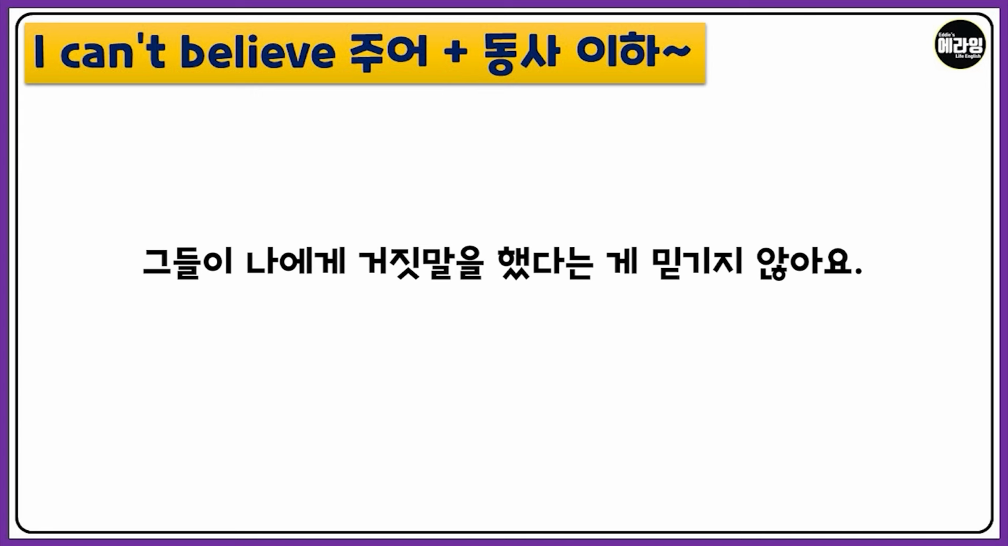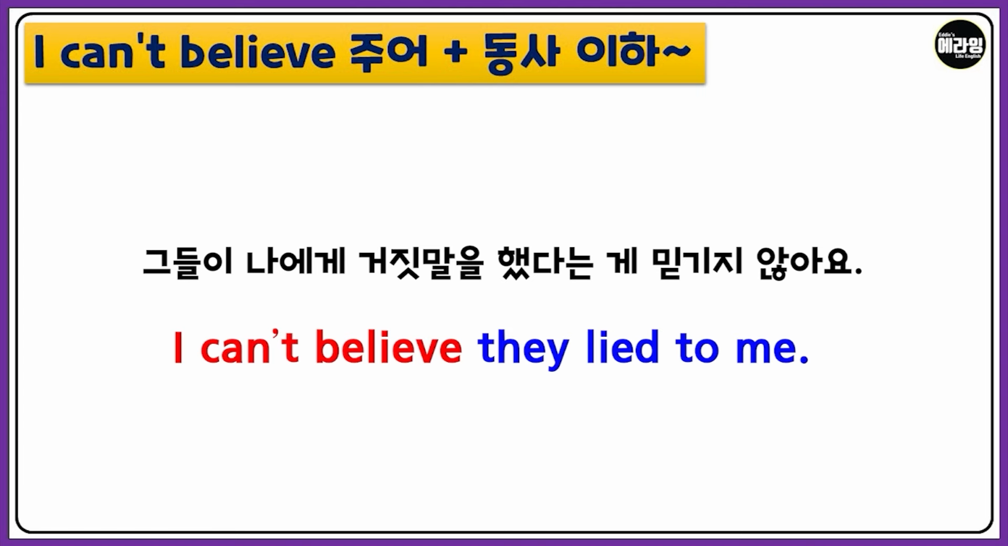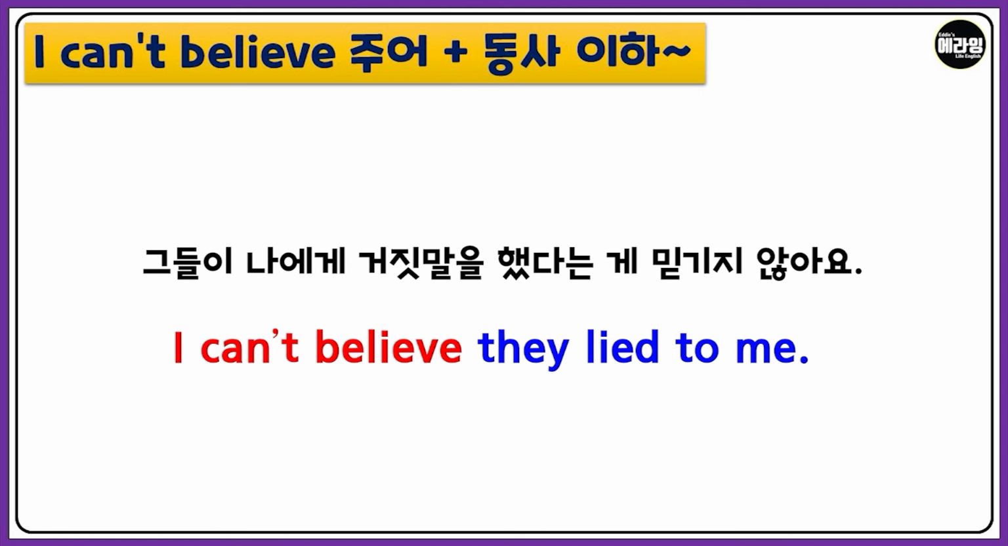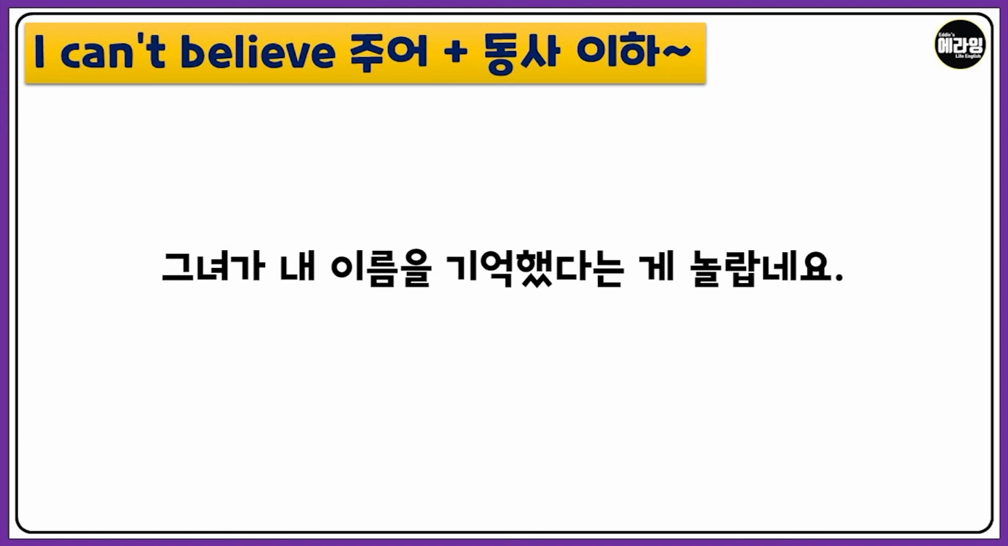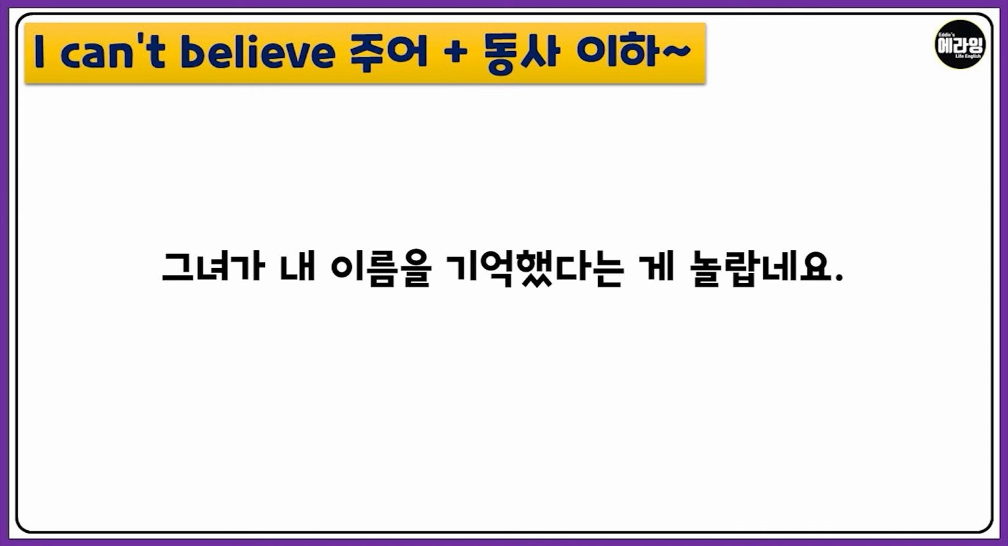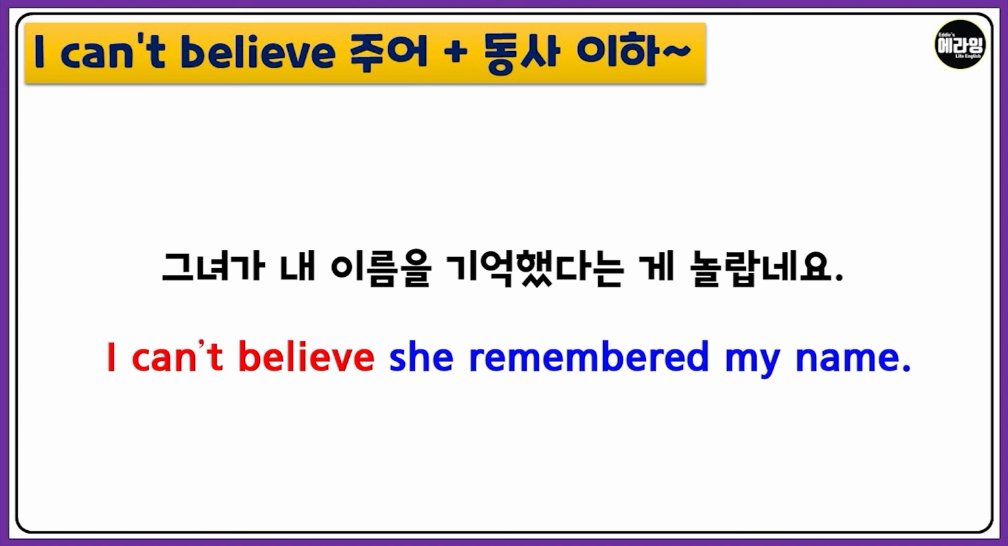그들이 나에게 거짓말을 했다는 게 믿기지 않아요. 영어로 해보실까요? 네, I can't believe they lied to me. 다시 한번 해볼까요? 네, I can't believe they lied to me. 그녀가 내 이름을 기억했다는 게 놀랍네요. 영어로 해보실까요? I can't believe she remembered my name. 믿을 수 없을 정도로 놀라운 상황에서도 쓸 수 있는 패턴입니다. 다시 한번 해볼까요? 네, I can't believe she remembered my name.